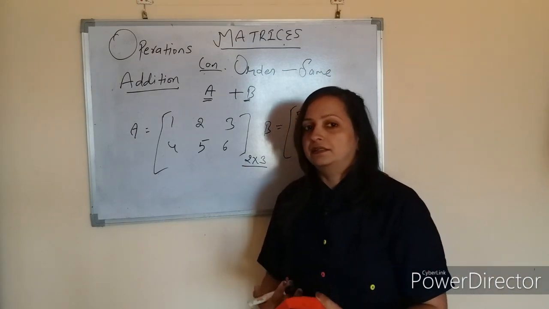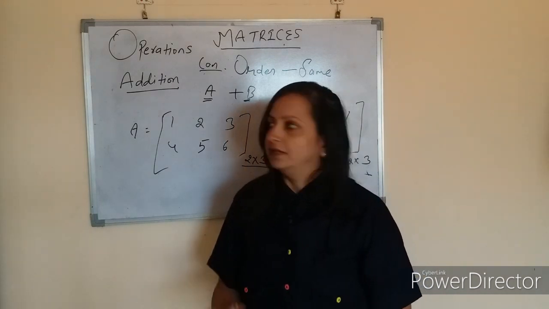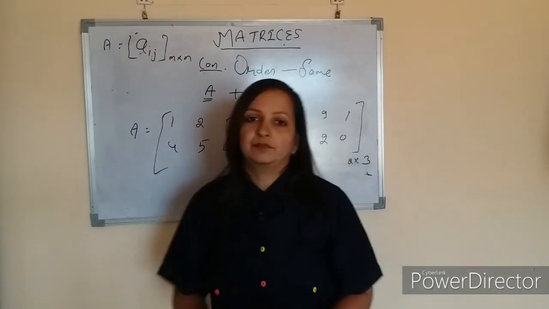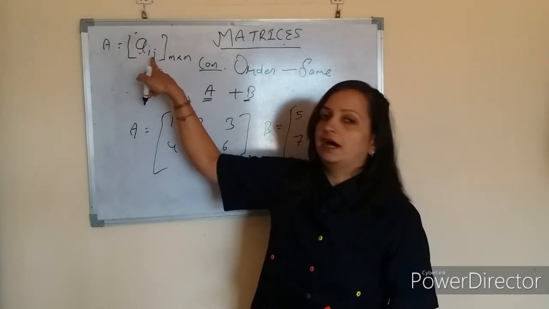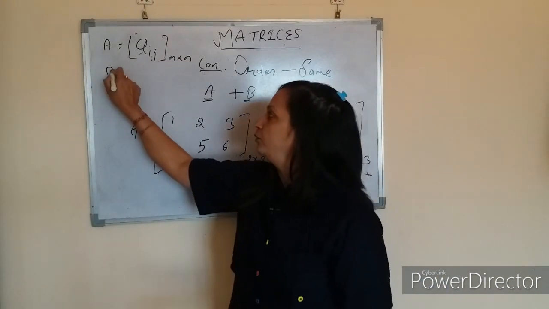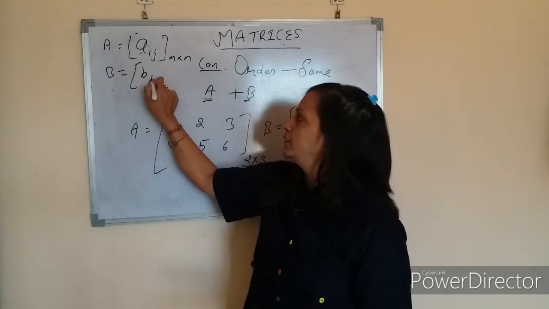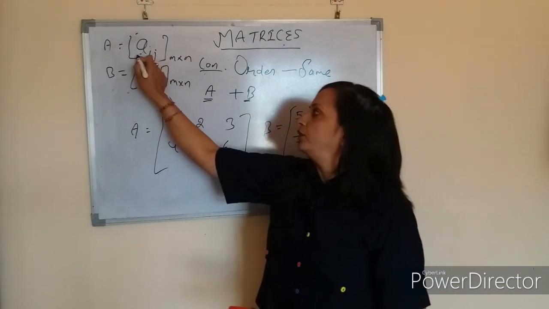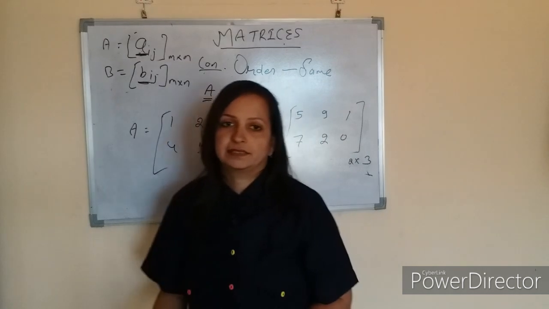Now how can we perform the addition? For that we have to add the elements of the same position. In the last video lecture, if you remember, I told you about the element position, that is Aij. We denote a matrix like this. What is this? This is the element of matrix A at position ij. ij means row number and column number. So here, if I have two matrices, Aij and Bij, of the same order, I am writing M cross N here.